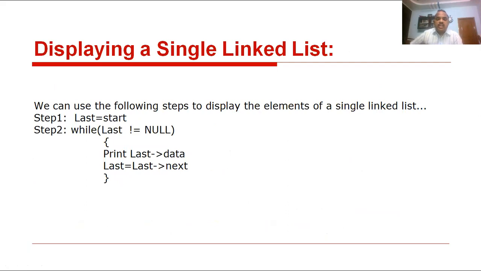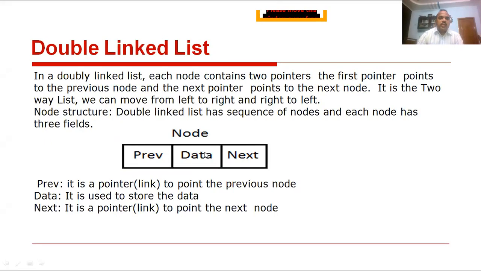Displaying a single linked list, or traversing a single linked list. We can use the following steps to display the elements of a single linked list. Last equal to start. While last not equal to null, print last to data, last equal to last to next. When null occurs, stop the process. Clear? This is used to display all the elements from the single linked list. So these are all the operations on single linked list.